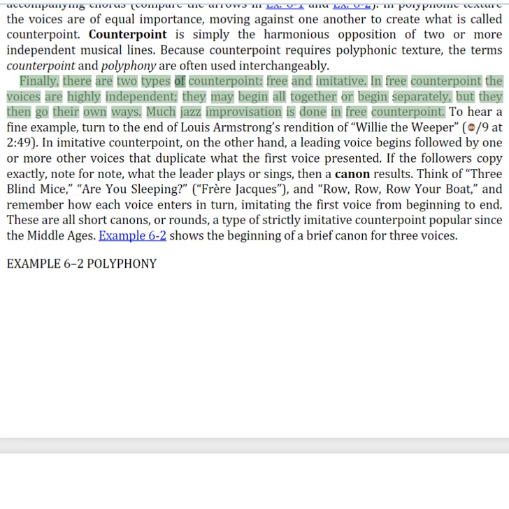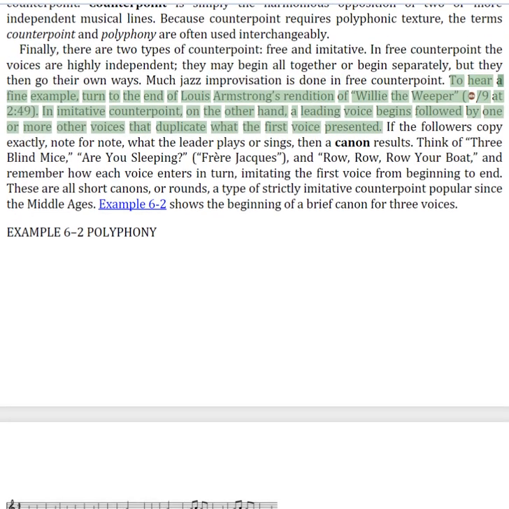Finally, there are two types of counterpoint, free and imitative. In free counterpoint the voices are highly independent; they may begin all together or begin separately, but they then go their own ways. Much jazz improvisation is done in free counterpoint. To hear a fine example, turn to the end of Louis Armstrong's rendition of Willie the Weeper.